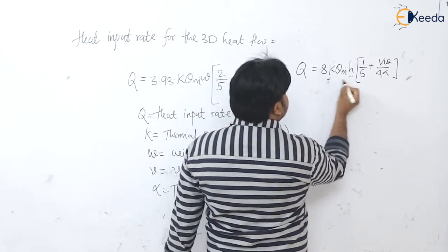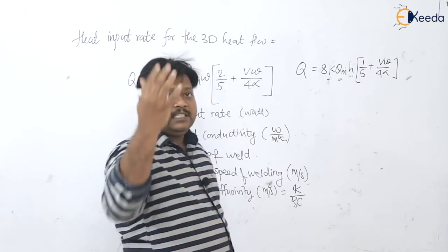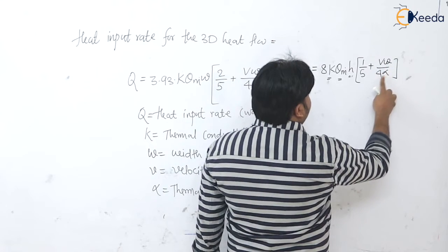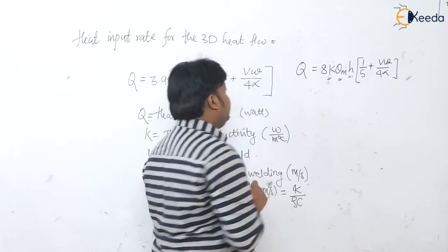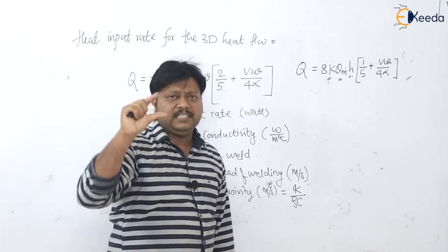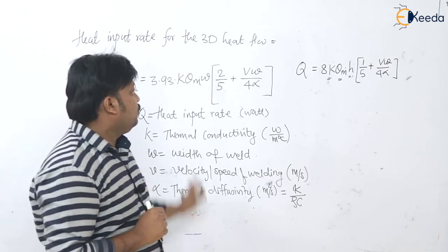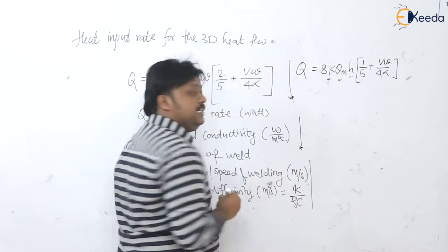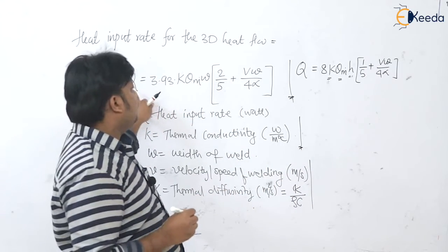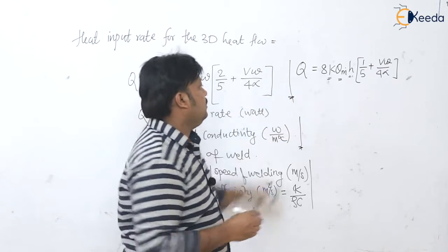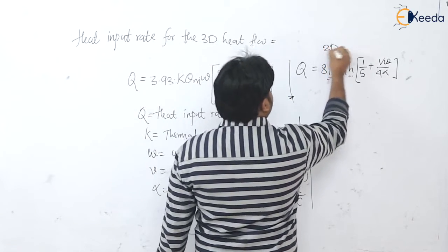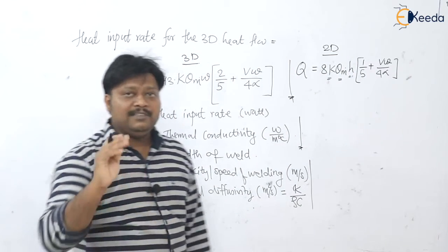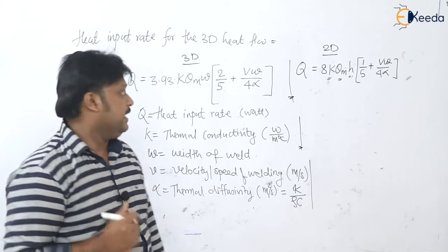Remaining all parameters are the same. K is the thermal conductivity, theta m is the temperature above the initial temperature up to the melting point, V is the velocity or speed of welding, W is the width of weld, alpha is the thermal diffusivity, and H is the thickness of the plate. So these are very important relations for the heat flow characteristic: this is for 2D heat flow and this is for 3D heat flow. Okay, so we will take one example so that you can get the idea.